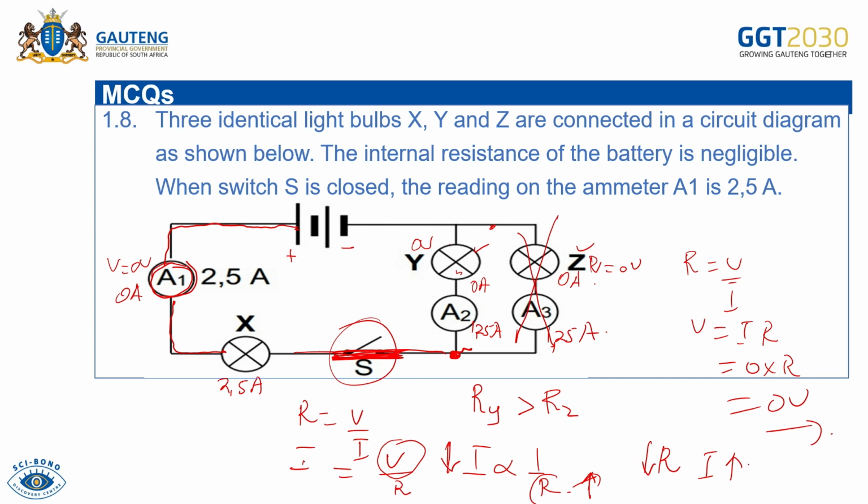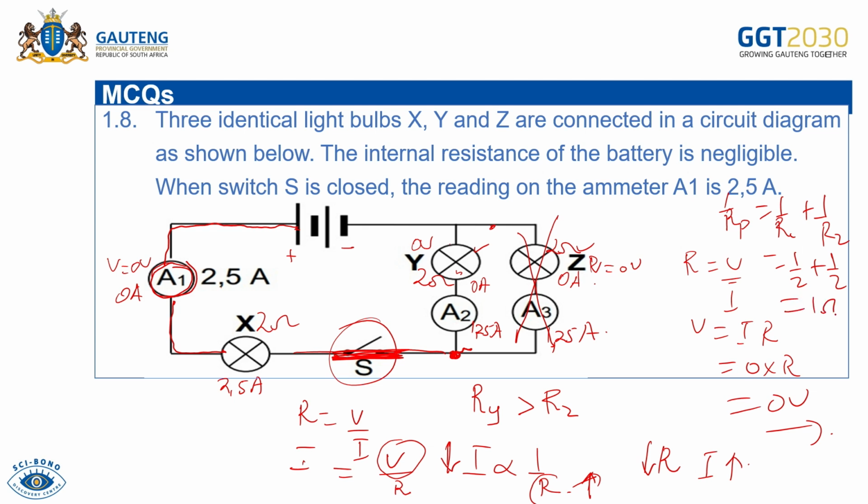The resistance of each bulb was 2 ohms, 2 ohms, 2 ohms, right? So, if these two are connected in parallel, what would be their effective resistance? It will be 1 over 2 plus 1 over 2. Remember, 1 over R_P equals 1 over R1 plus 1 over R2, which equals 1 over 2 plus 1 over 2. So 1 over 2 plus 1 over 2 is going to be 2 over 2, which equals 1.